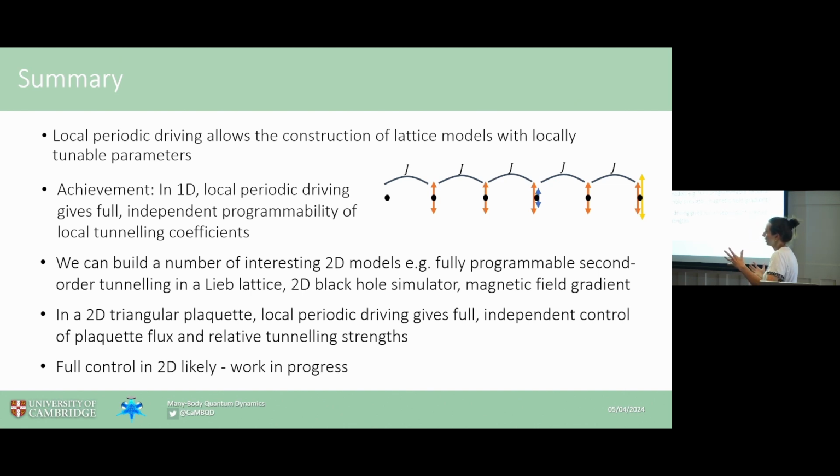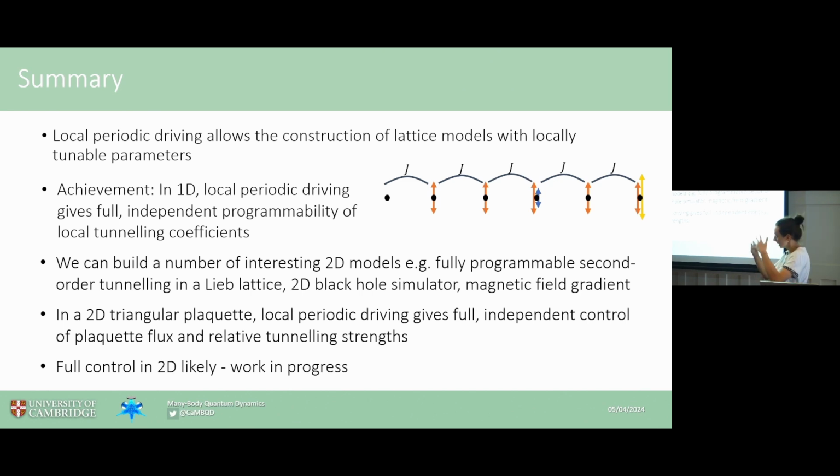In 2D systems, there are lots of very interesting models that we can create. In a Lieb lattice, we can create a programmable 2D network. We can create a 2D black hole Hawking radiation simulator and magnetic fields. A next step is extending this full control that we show in a triangular plaquette to larger systems. In the triangular plaquette, it was useful to utilize numerical techniques to achieve any target parameter that we set.